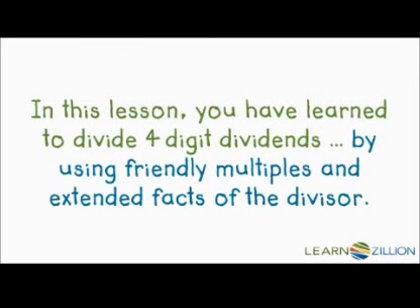In this lesson, you have learned to divide 4-digit dividends by using friendly multiples and extended facts of the divisor.